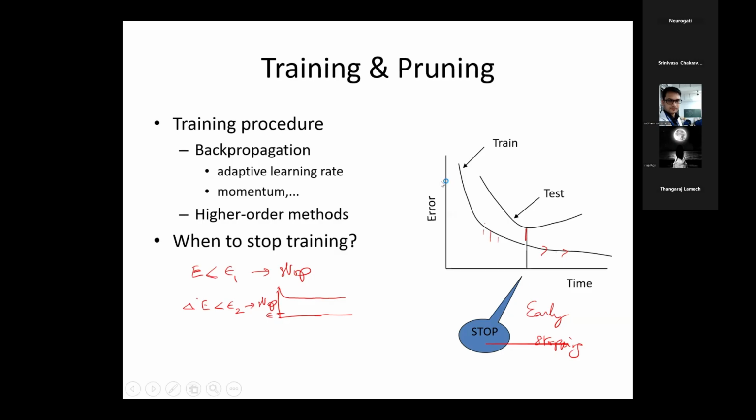This is an error curve. It's not accuracy, it's error. Training error alone doesn't tell you this, because if you look at the training error alone, it keeps improving.